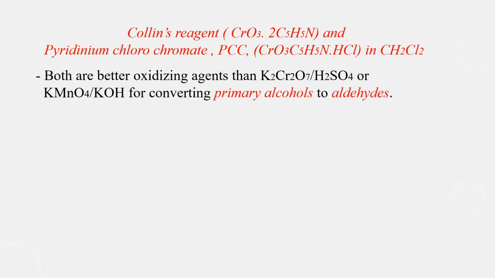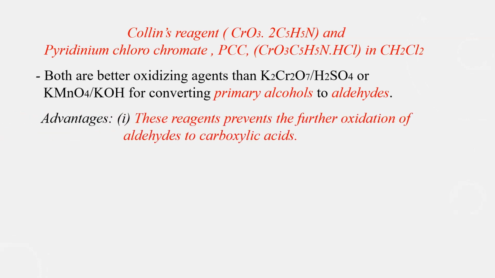Both are better oxidizing agents than K2Cr2O7 in H2SO4 or in acidic medium, or alkaline or acidic potassium permanganate, for converting primary alcohols to aldehydes. So, the first advantage is these reagents prevent the further oxidation of aldehydes to carboxylic acids.